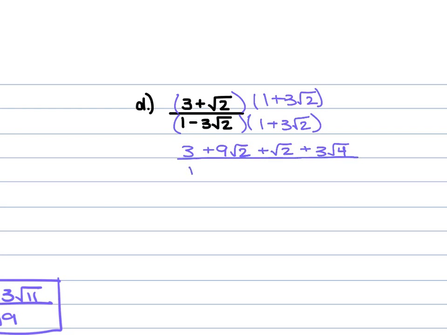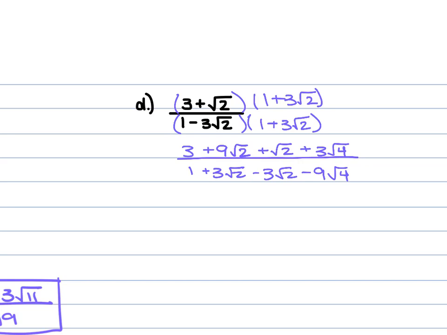1 times 1 is 1. 1 times 3 square root of 2 is 3 square root of 2. Negative 3 square root of 2 times 1 is negative 3 square root of 2. Negative 3 square root of 2 times 3 square root of 2 is negative 9 square root of 4. So from here, we are going to simplify and combine like terms.